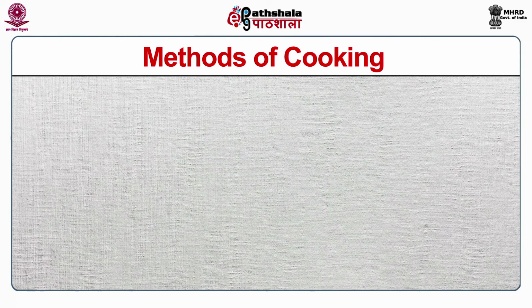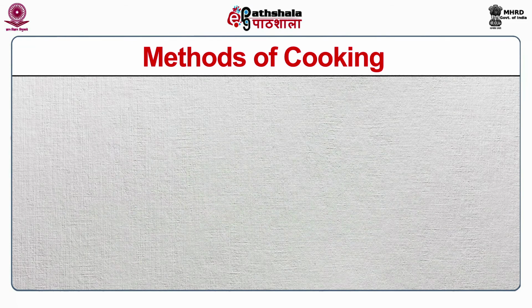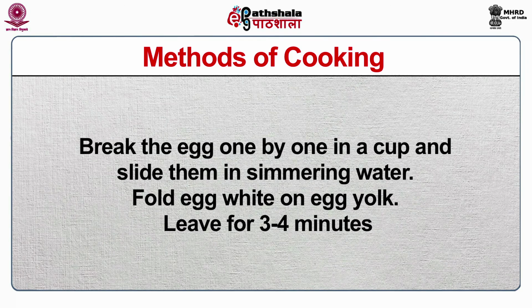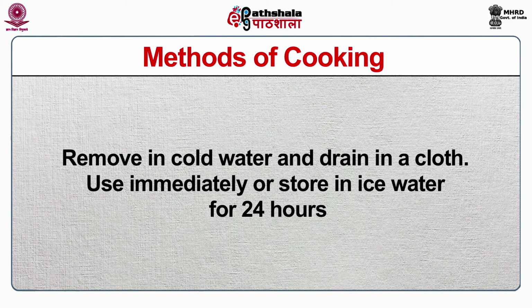Poaching liquor 93 to 95 degrees Celsius. Use fresh eggs always. Bring to simmer a solution of vinegar and water in the ratio of 1 is to 9. Break the eggs one by one in a cup and slide them into the simmering water. Fold egg whites on egg yolk. Leave for 3 to 4 minutes. Remove in cold water and drain in a cloth. Use immediately. Store in ice water for 24 hours.